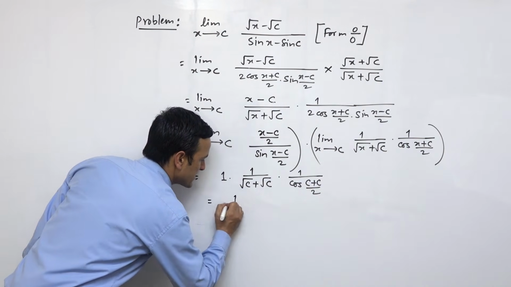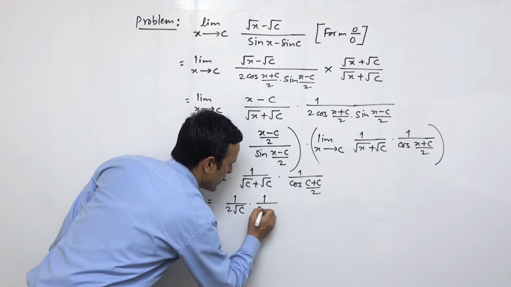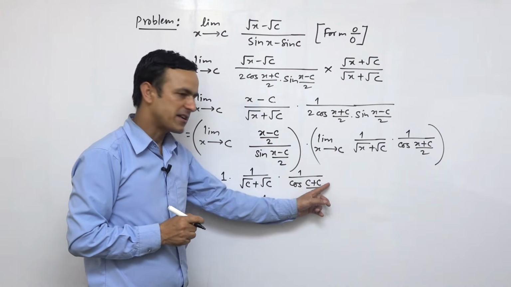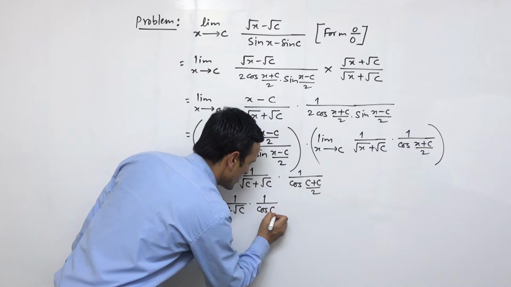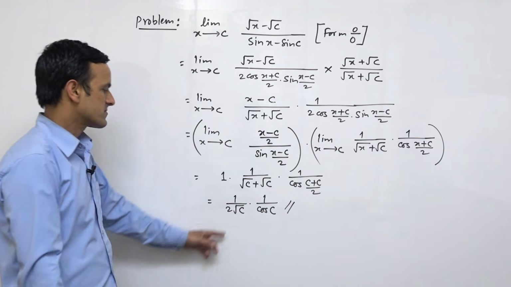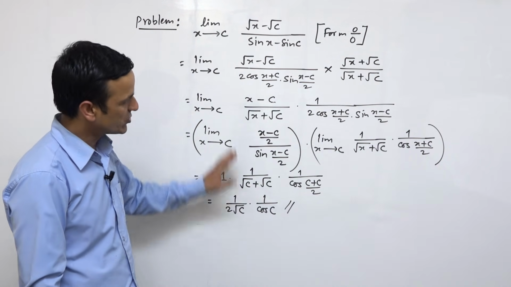So in this way we can solve it. It is 2 root c and it is 1 upon cos of 2c divided by 2, meaning the 2 cancels, so we get cos c. So this is the answer. So 1 upon 2 root c into 1 by cos c, and this is the answer of this question.